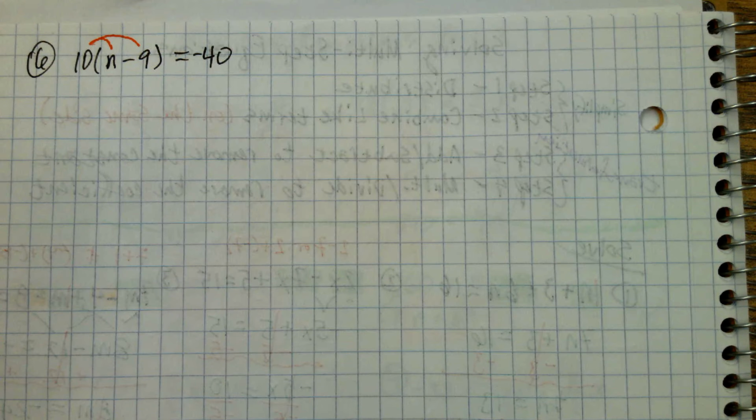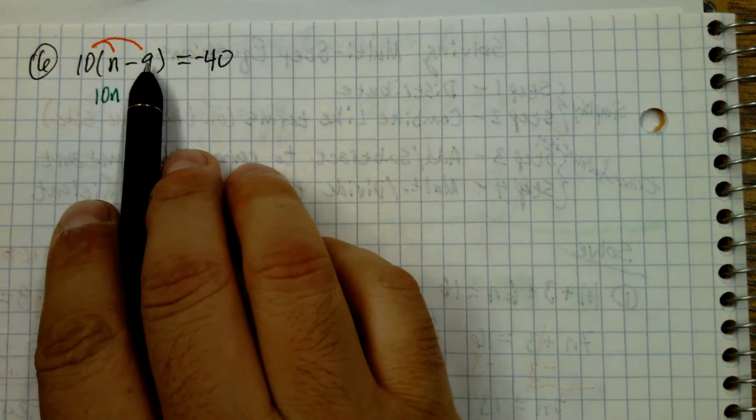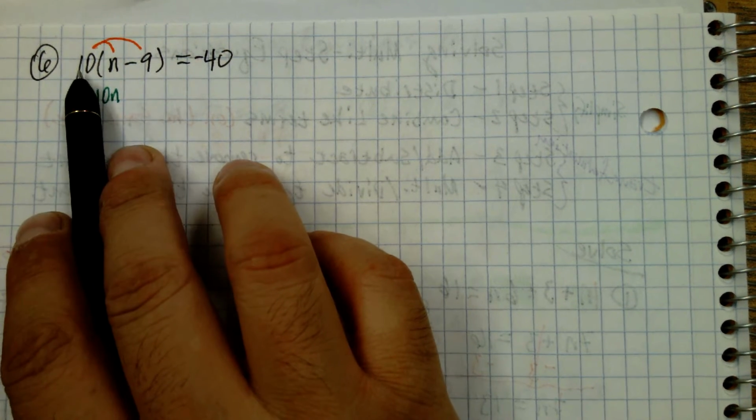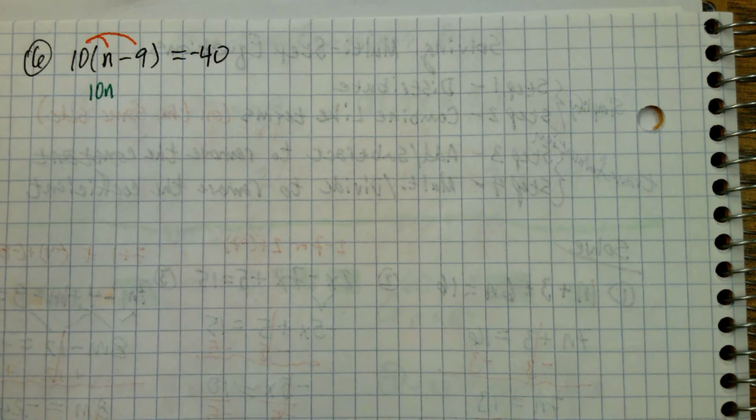Okay, so we're going to start by distributing. Pretty much everything we're going to do today starts with that. So we're going to multiply 10 with n. That's 10n. And then we multiply 10 with 9. Will that be plus 90 or minus 90?